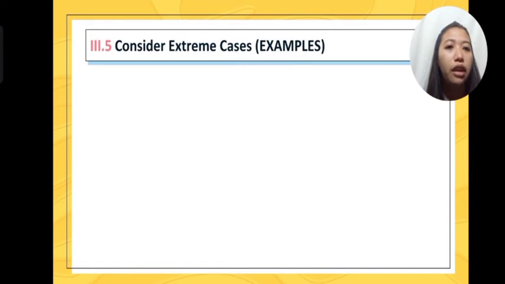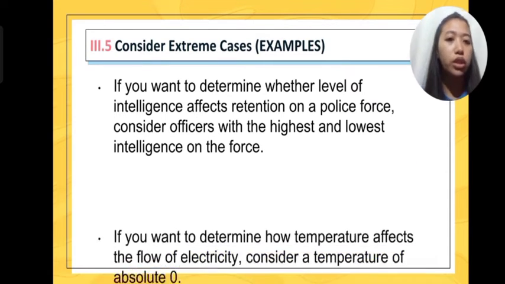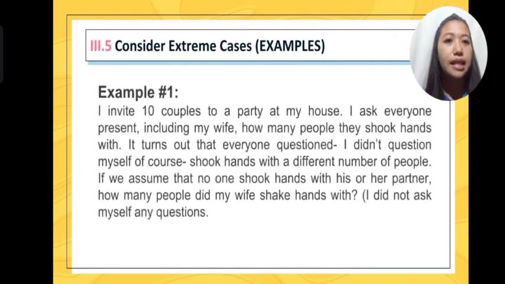So, if you want to determine whether level of intelligence affects retention in a police force, you should consider officers with the highest and lowest intelligence on the force. If you want to determine how temperature affects the flow of electricity, consider a temperature of absolute 0. So let's have an example.